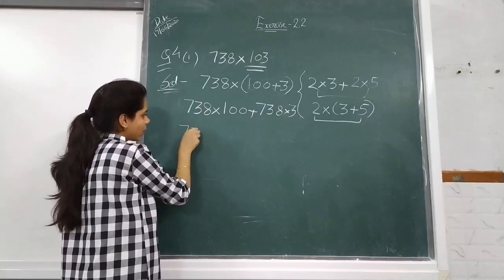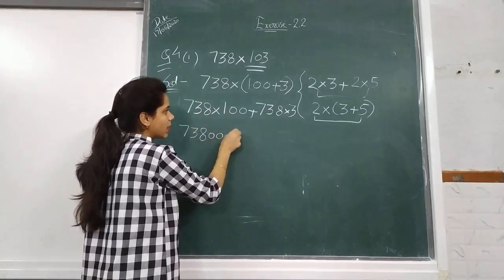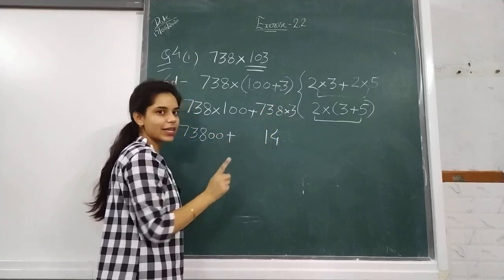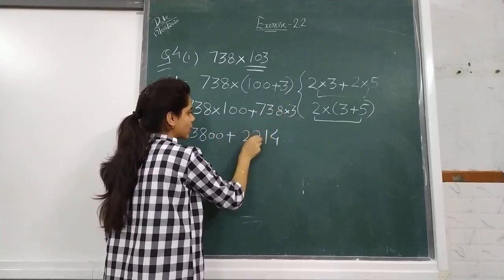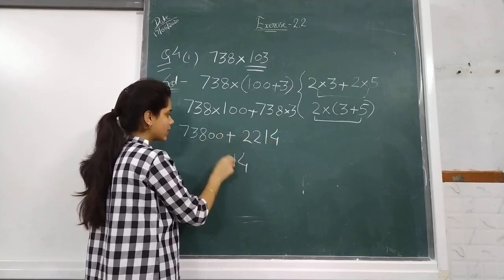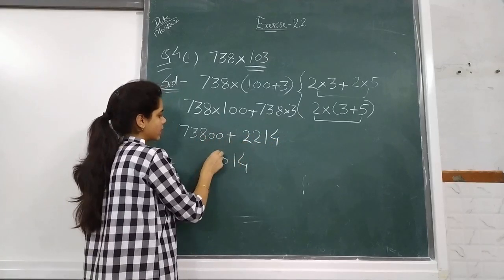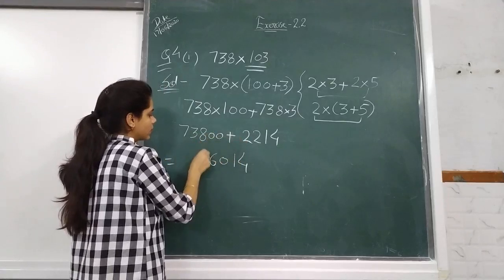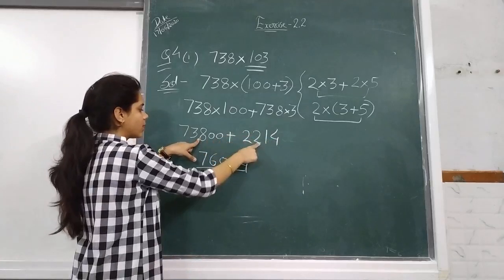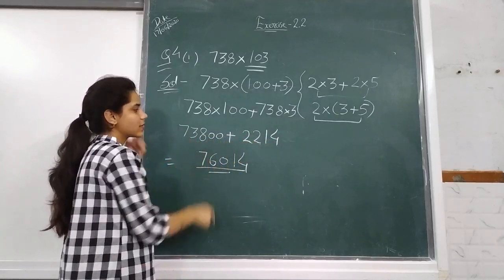Now it will be easier for us to multiply with 100. 738 times 1 is 738 and then 00. Plus 3 times 8 is 24, 2 carry, 3 times 3 is 9 plus 2 is 11, 1 carry, 7 times 3 is 21 plus 1 is 22. Now add these terms. 4 plus 0 is 4, 1 plus 0 is 1, 8 plus 2 is 10, 3 plus 2 is 5, then 6, 7. So 73,800 plus 2,214 is 76,014.